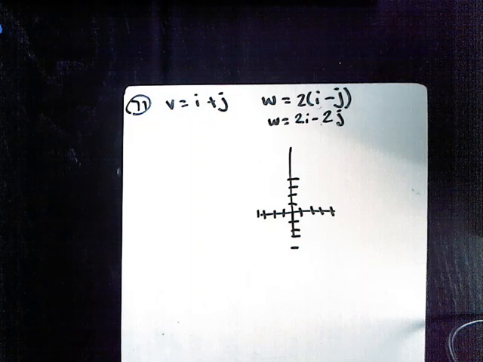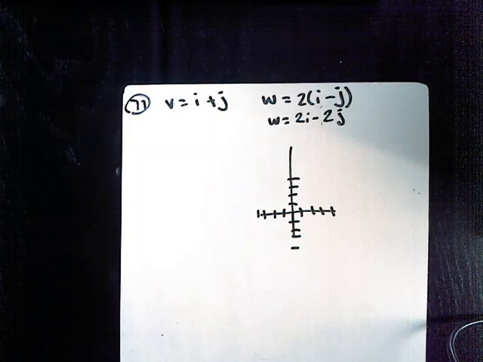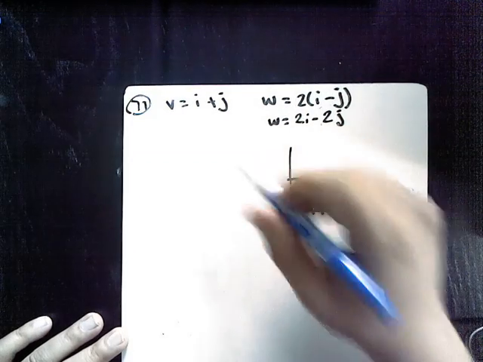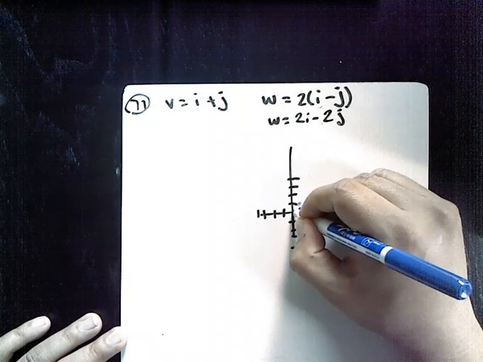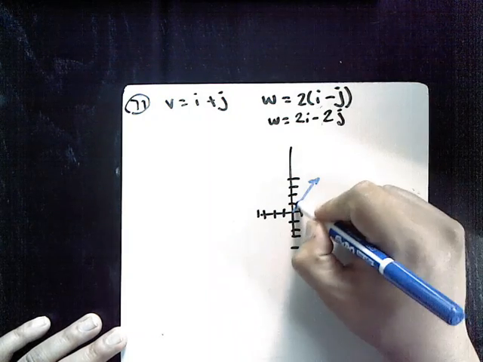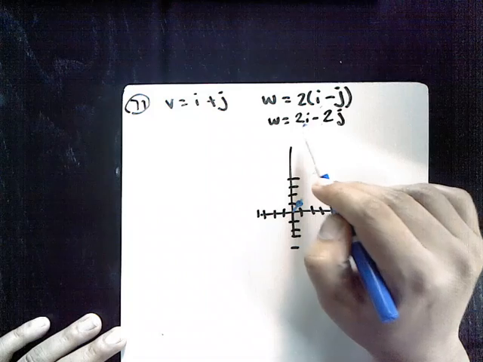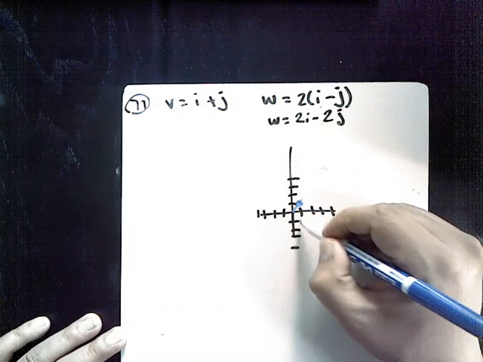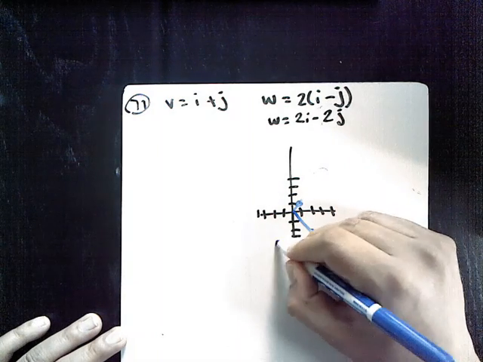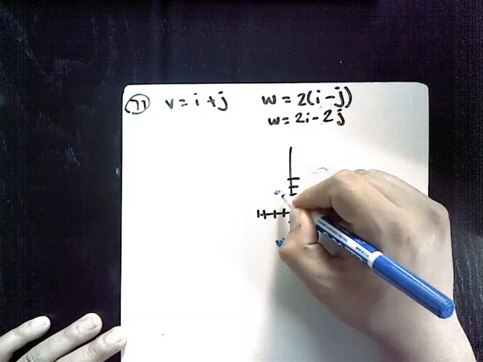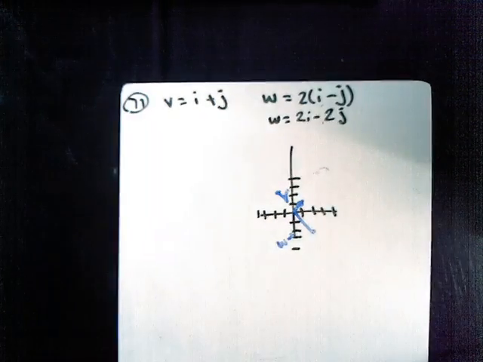So I drew coordinate axes here. What I want to do is draw out the vectors for each one of these. So v is i and j, so it's a 1-to-1 ratio. So v goes off in this direction, and I'll probably just cut it off here. And then w was 2i minus j, so that's just 2i minus 2j. So then the opposite direction. So down here is w, and then v is right here. So that's the beginning part of our triangle.